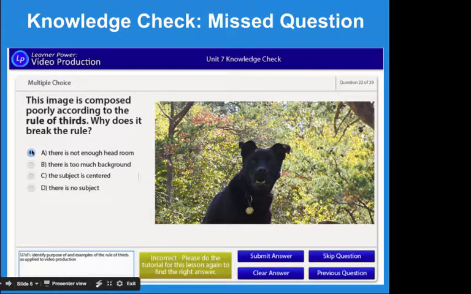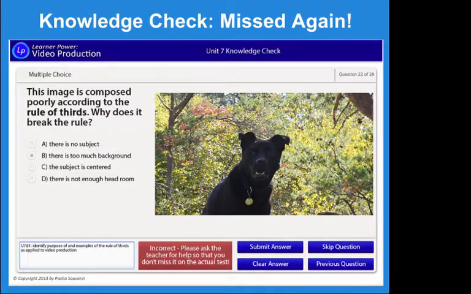In this example, the student has just put in the wrong answer, and it says right here that they got that incorrect. Please do the tutorial for this lesson again to find the right answer. Remember, this is a knowledge check, so it's just testing their knowledge. Here's the same question, but the student put another wrong answer. That's 2 times in a row the student has answered this wrong. Now the test gives them this feedback. Please get some help from the teacher.